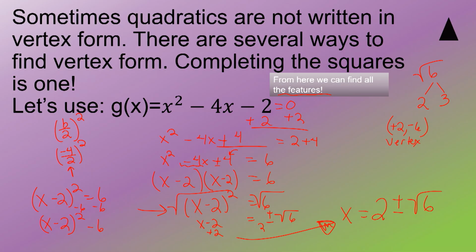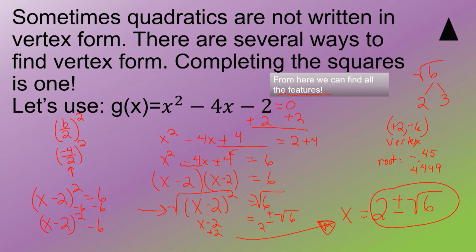To get my x-intercepts, I can take this 2 plus the square root of 6 and 2 minus the square root of 6 and find out what my roots are. And I'm just going to go ahead and put this. My roots are a -0.45 and a positive 4.449. That's simple calculation skills. You can plug that in. So now I need to know what my y-intercept is.